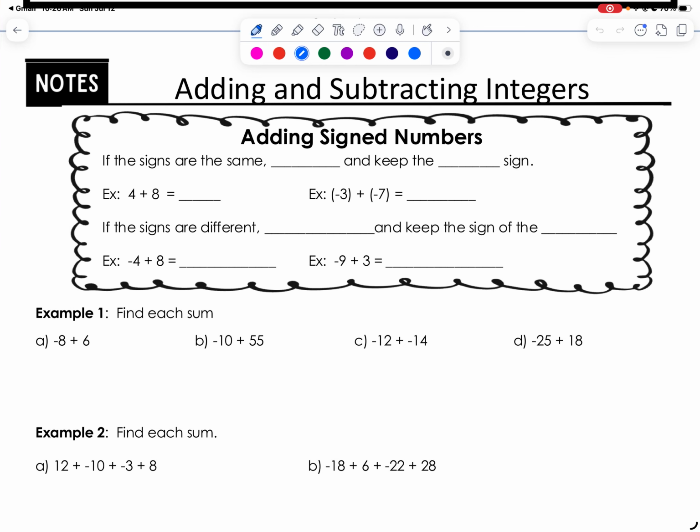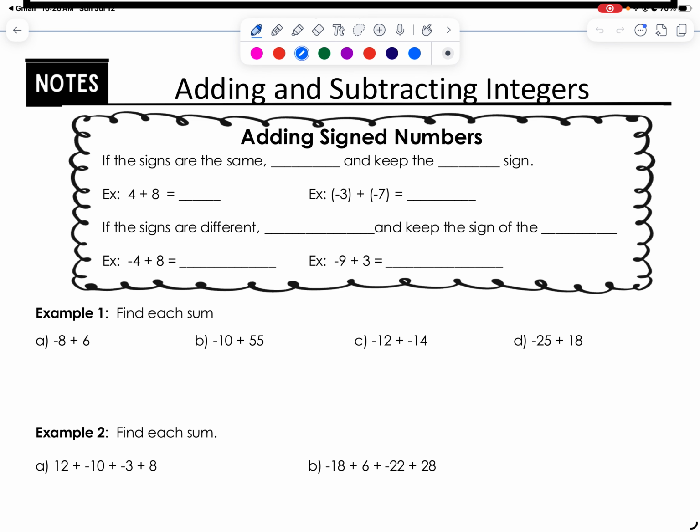In today's lesson, we will be adding and subtracting integers. Let's look at the rules for adding integers first. So when you're adding integers, there's two things that could happen. Either both the signs are the same, either they're both negative or both positive, or you could have signs that are different, a positive and a negative.